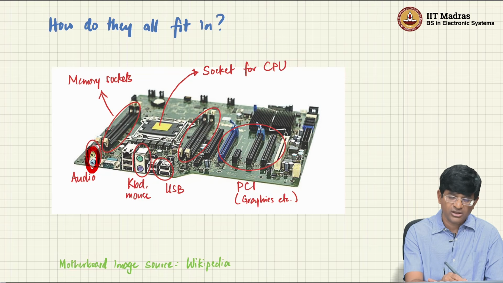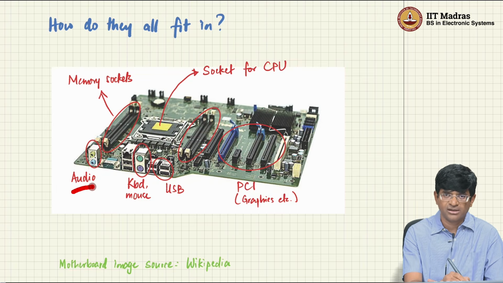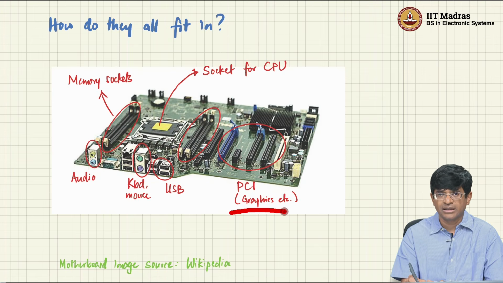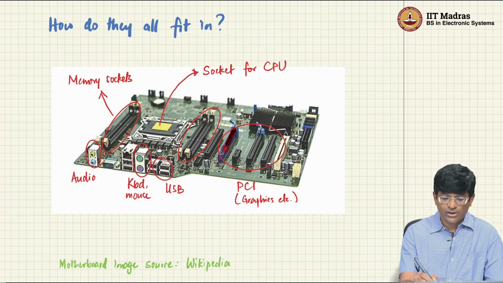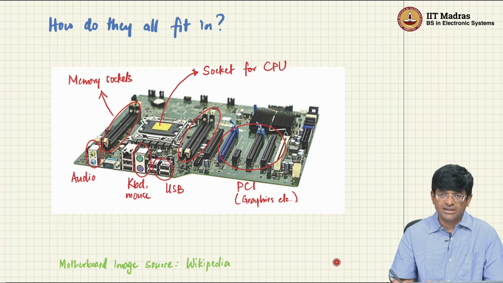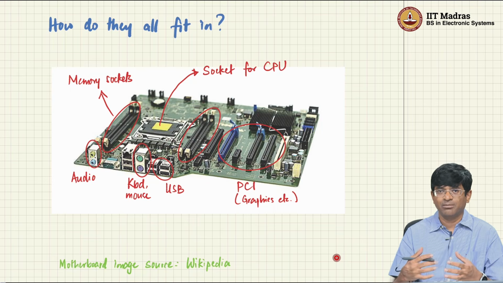This particular socket over here is for audio, a microphone as well as a speaker or a headphone. Keyboard and mouse get connected here, USB gets connected here, and there are a lot of PCI interfaces out here, which are used, for example, for things like graphics cards. Those of you who play video games might know that having a graphics card allows you to get better video and more fluid graphics. That's basically where it fits in. Why do we need a graphics card?